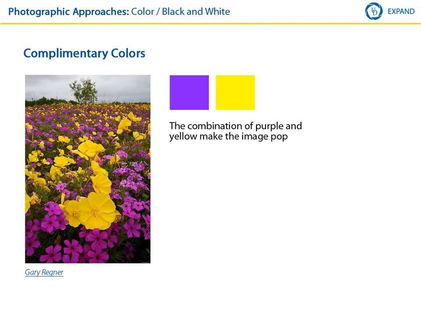Gary Regner found the naturally occurring complementary colors of violet and yellow. Even though the lighting is soft and diffused, these two complementary colors make the image pop and add a dynamic element.